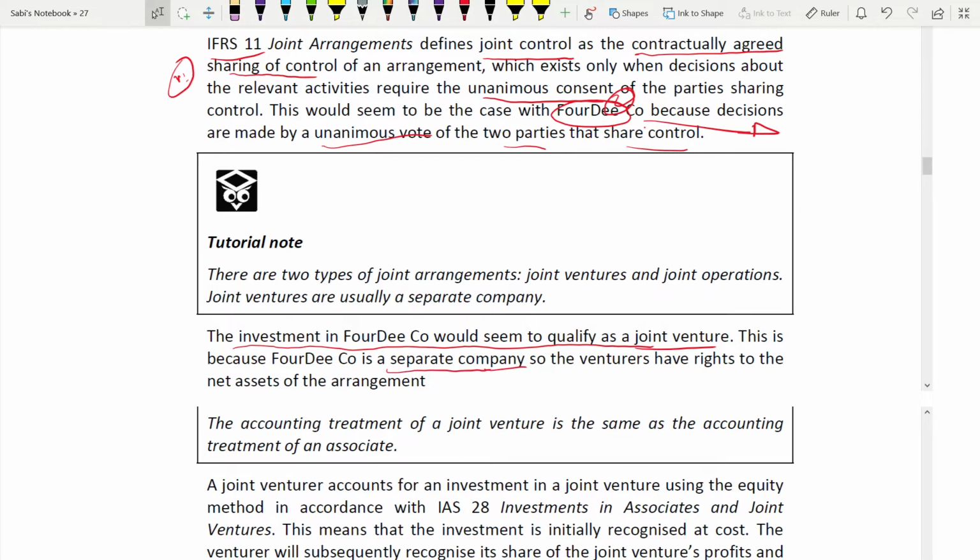They told that they have opened a separate entity. So the venturers have rights to the net assets of the arrangement. That's why it's a joint venture. If it's a separate company, it's a joint venture. If it's not a separate company, it's a joint operation. These two things have to be there. Number one, separate company. Number two, right to assets and liabilities, or right to net assets. If it's right to net assets, it's a joint venture. These two things have to be there for it to be a joint venture, and both are here in this case. Therefore, this is a joint venture.